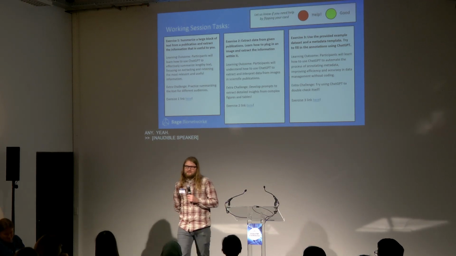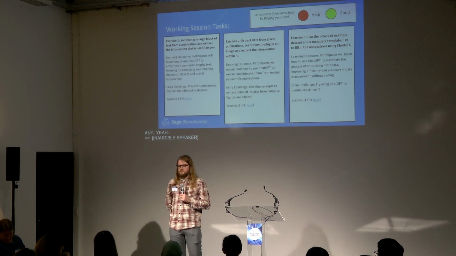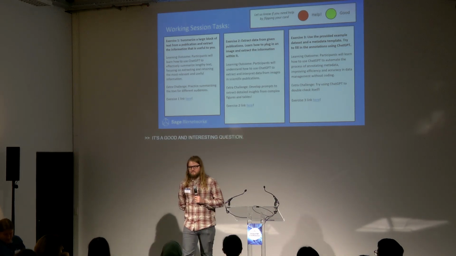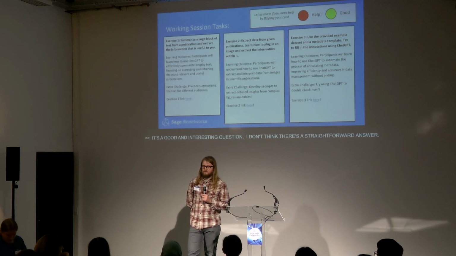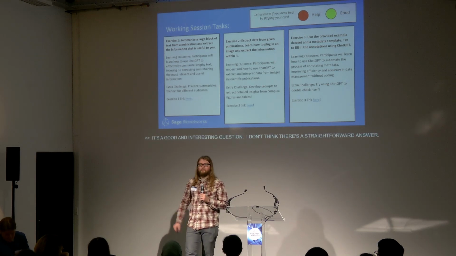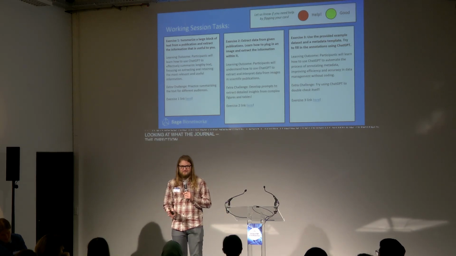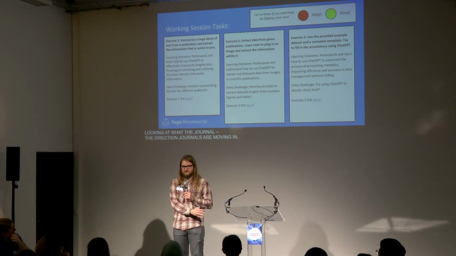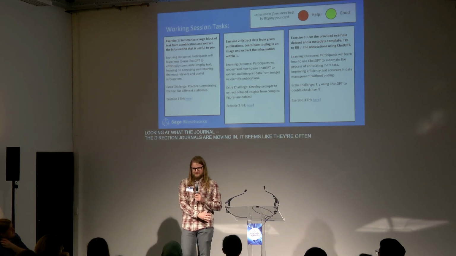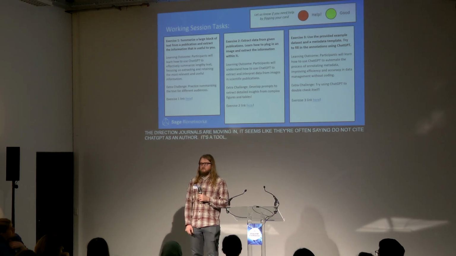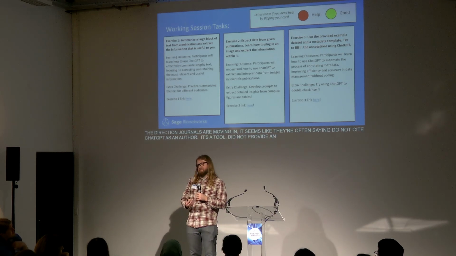It's a good and interesting question, and I don't think there's a straightforward answer. Looking at the direction journals are moving in, it seems like they're often saying, do not cite ChatGPT as an author. It is a tool. It did not provide an intellectual contribution. And so I think you're safe not doing it.